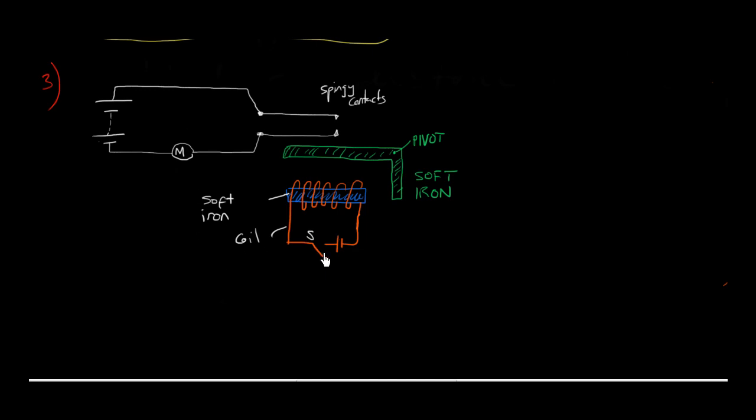Okay, so what happens when we close this switch here? When we close this switch here, this is the positive side of the battery, and so the EMF of the battery will produce a potential difference that will get the current flowing in this direction. The electrons actually will go in the other direction, but the positive conventional current will go in this direction.